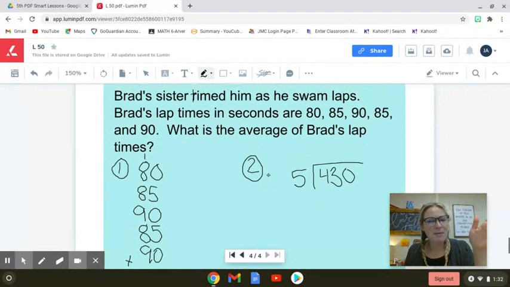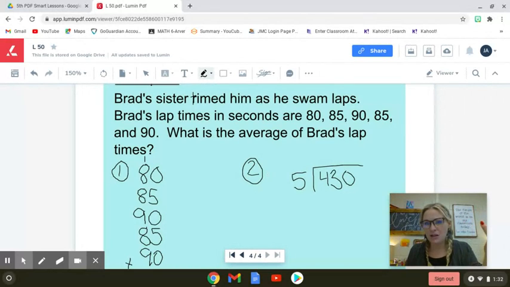Also, just to keep in mind, a good mathematician is going to already be thinking about what a reasonable answer would be. So when I'm looking at his data already, he's anywhere between like 80, 85, 90, 90. His average number has to fall somewhere between 80 and 90 seconds. If we get some number that's way off from there, we know that we did some type of computation wrong. So if all of his times are around here, our average should end up with a time around there. Let's see what we get.